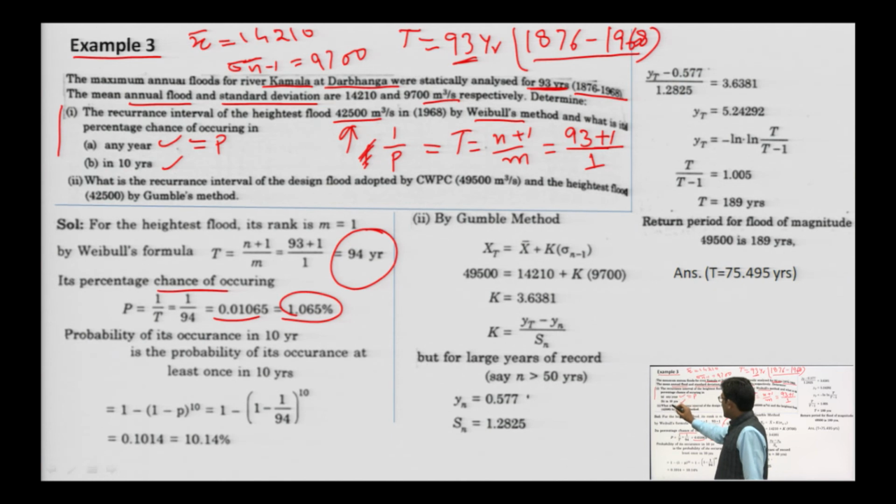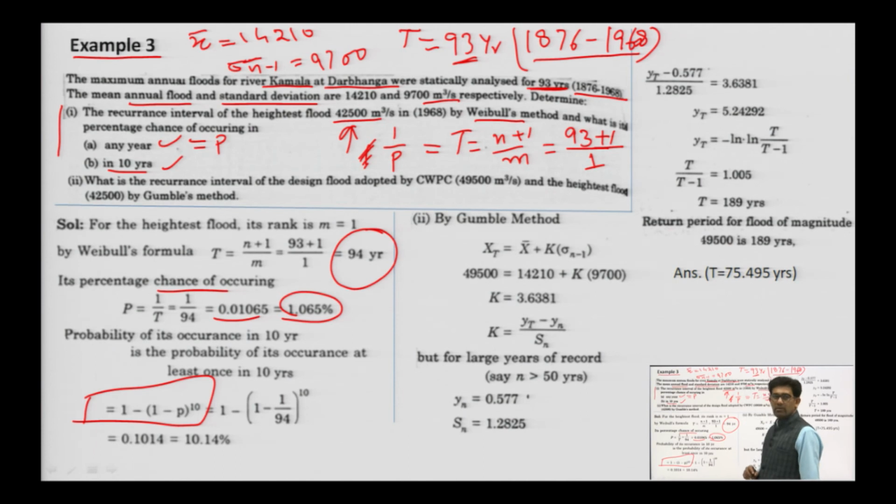And in the next 10 years, we did a similar question and used these equations in the last lecture. So, by using that expression, we have 10.14% probability.